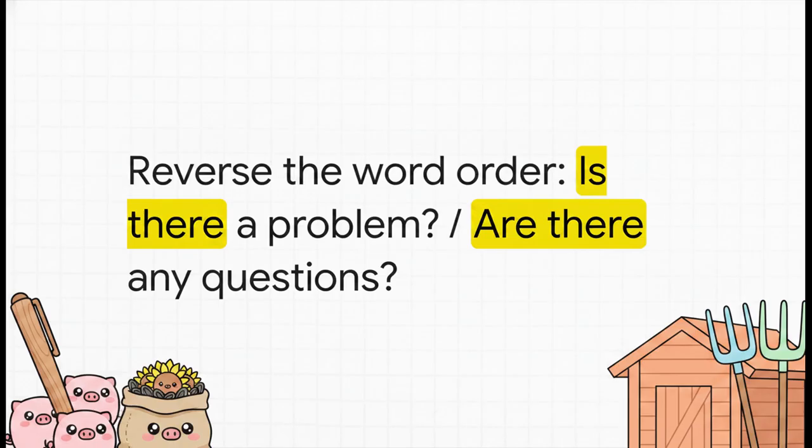Let's practice this with our farm vocabulary. If I want to know about the animals, I'd ask, how many pigs are there in the pen? Notice that structure. How many plus the plural noun pigs plus are there. What if we're planting flowers? I ask, how many sunflower seeds are there in the bag? What if I need my farm tools? I ask, how many pitchforks are there in the shed? It is a wonderfully consistent rule. Whenever you use how many to ask for a count, you follow it up with are there.